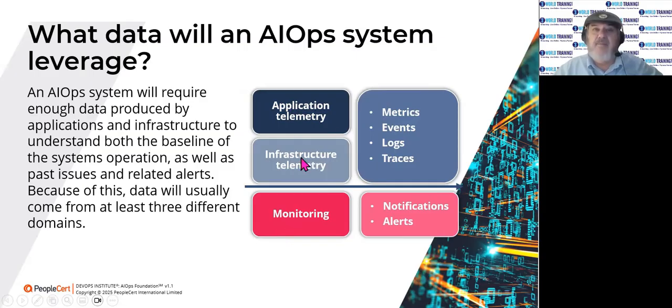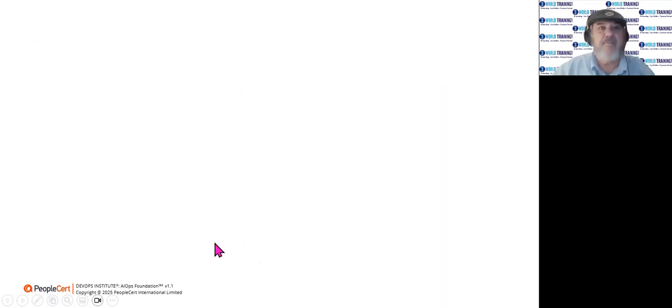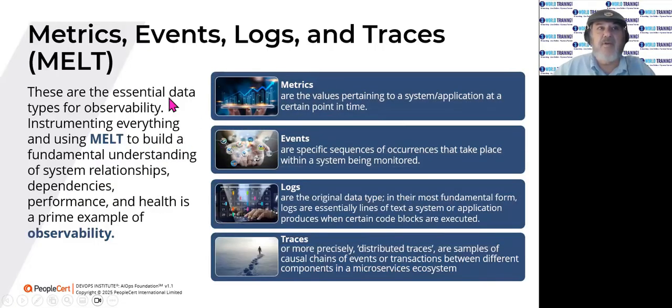So in the top 2, application and infrastructure, you're going to be looking for metrics, events, logs, traces. And with monitoring, you're looking at notifications from the tools and alerts, for example. So combined metrics, events, logs, and traces are sometimes referred to by the acronym MELT, which comes up on the quiz, by the way. Metrics are the values pertaining to a system's application at a particular point in time. Events are specific sequences of occurrences that take place within a system being monitored.